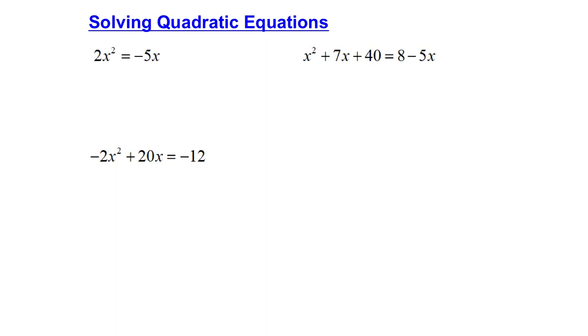Another skill we talked about in this unit was solving quadratic equations. When you're solving equations, the big ideas were you got to make the equation equal to 0 first. And after that, you can either solve by factoring or using the quadratic formula. So why don't you pause the video and try to solve each of these 3 different equations and then check back in to see how you do.